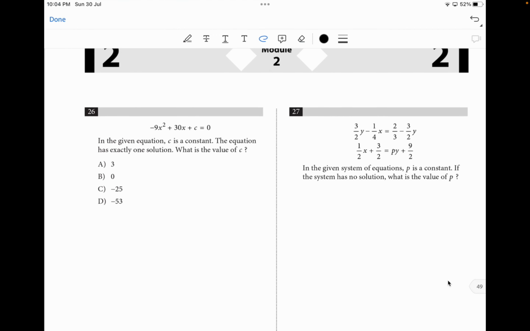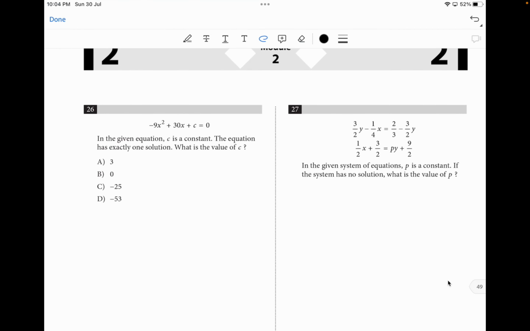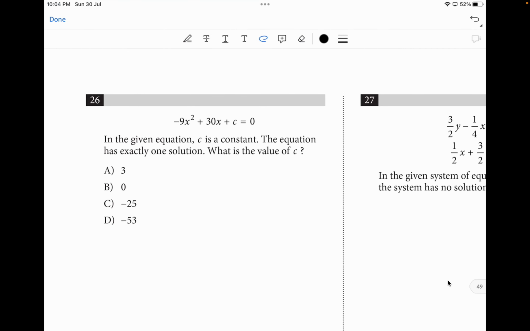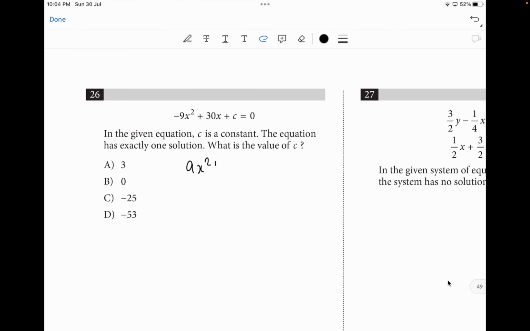Now let's move on to question number 26. In the given equation, C is a constant. The equation has exactly one solution. What is the value of C? So we're going to be using ax squared plus bx plus c equals 0. We know that a is -9, b is 30, and c is c, which is not given and which we need to find.